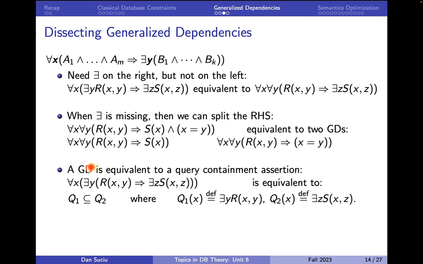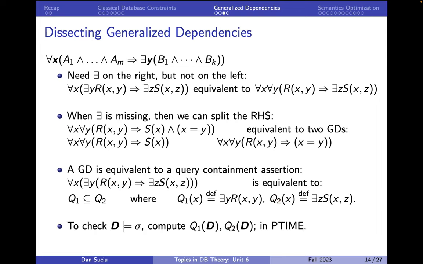Okay, and the third observation that I wanted to make, and this is related to what Grace wanted to say, you should think of any generalized dependency as asserting that two conjunctive queries are contained in one another. If I want to say that this implication holds, it's beneficial to push inside the universal variables that I don't need on the right, and they become existential variables. So this implication is equivalent to saying that one conjunctive query is contained in another. The first conjunctive query is the left-hand side, just a projection on R. The second is the right-hand side, projection on S. And what this generalized constraint says is that the answer to Q1 is a subset of the answer to Q2.